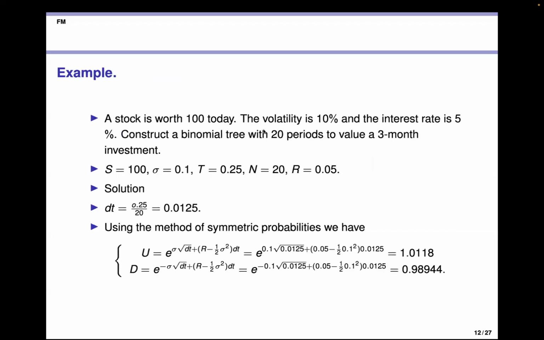Okay. For example, the initial price of the stock is 100. The volatility from historical data is like 10%, so it is 10, and the interest rate is 5%. Construct a binomial tree with 20 periods to value a 3 months investment. So we have the initial price, the volatility, and 3 months, which is 1 of 1 year. We have 20 days, and interest rate 5%.